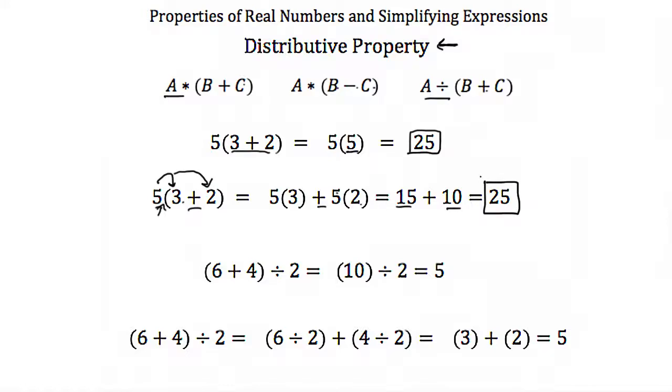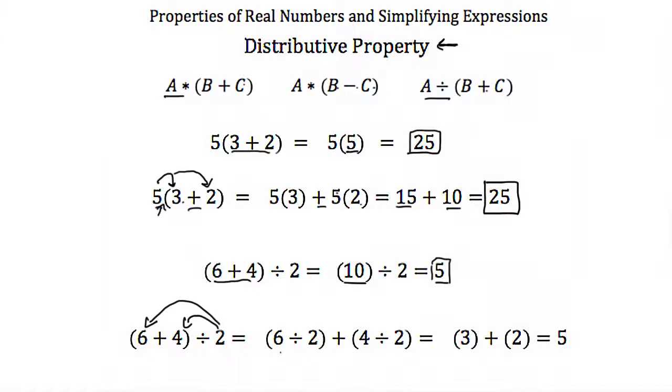This works for division too. Say I had 6 plus 4 divided by 2. I could add what's in the parentheses first, which comes to 10, and then divide it by 2 and I'll get 5. But if I wanted to, I could take this divided by 2 inside the parentheses by dividing everything in the parentheses by 2.